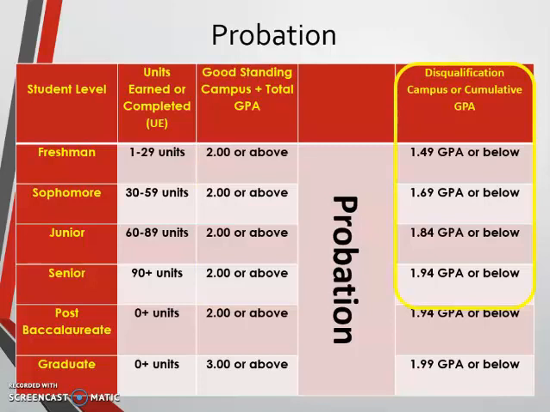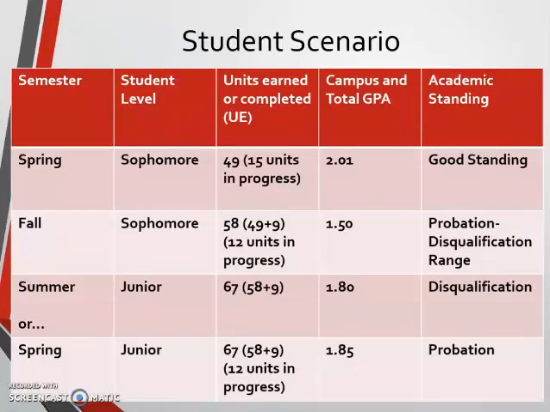Let's review a student scenario. A sophomore student with 49 units earned takes 15 units in the spring and earns 9 of their 15 units. The student's GPA drops to 1.5 after spring grades are posted with a total of 58 units earned. The student is still a sophomore, but is on probation in the disqualification range in the fall.